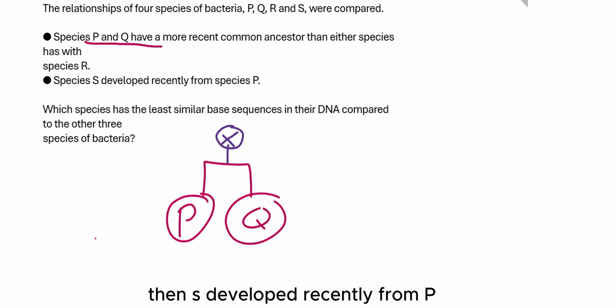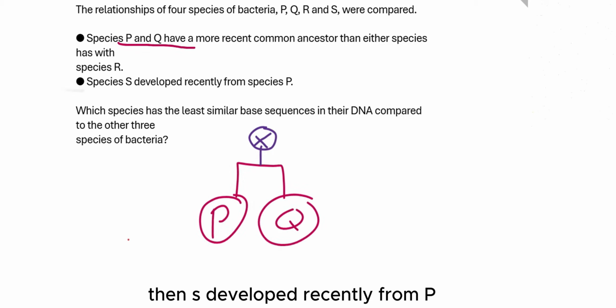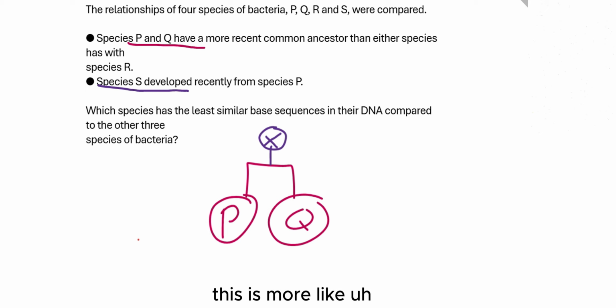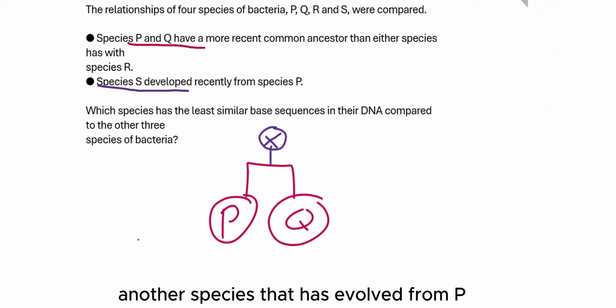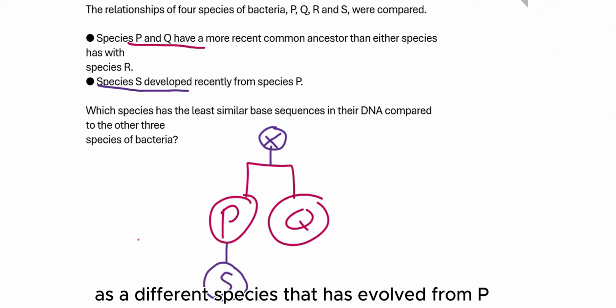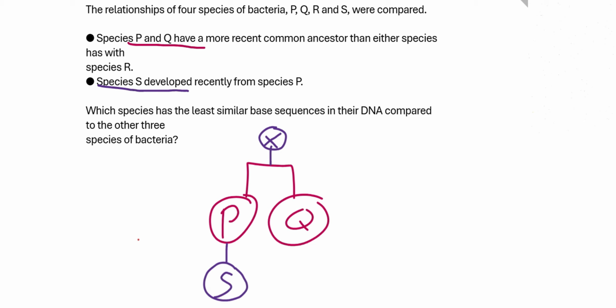Then, S developed recently from P. So, S and P's DNA are very similar too. This is more like another species that has evolved from P. Therefore, I can label S as a different species that has evolved from P like this.